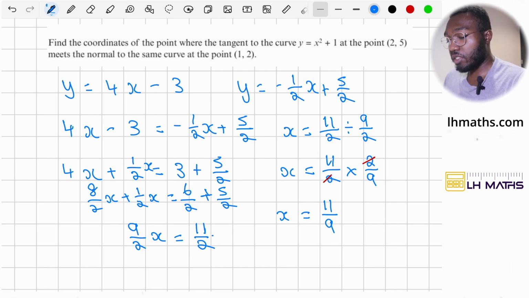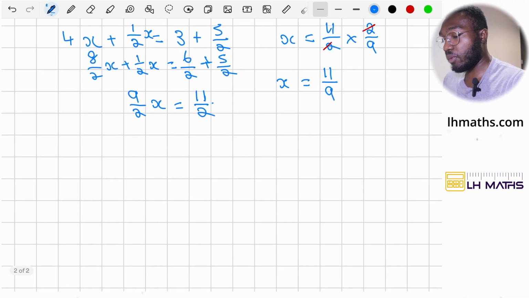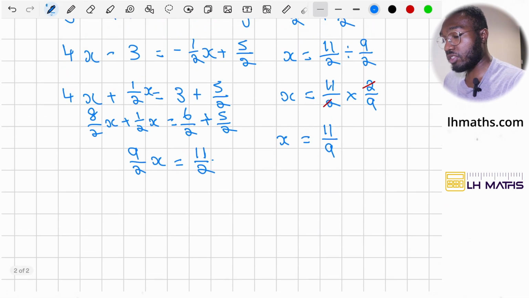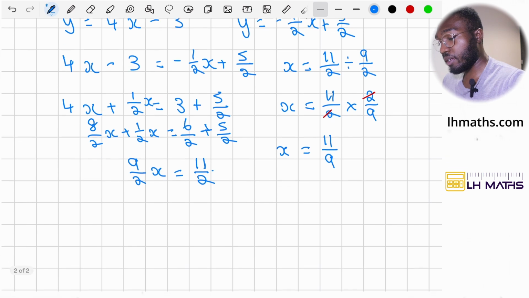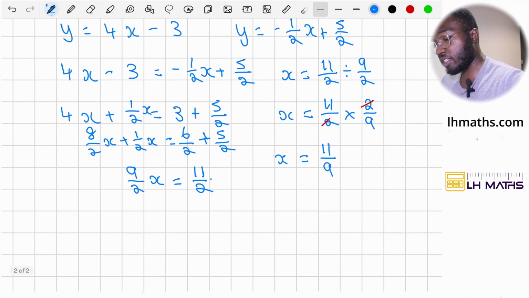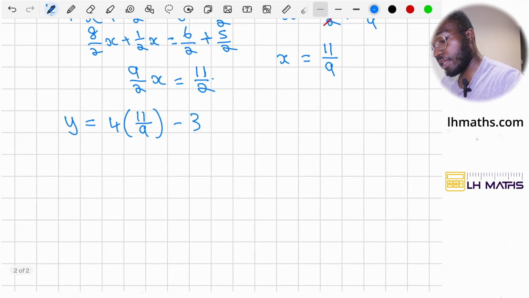And then now all we need to do, we'll scroll down, is, now that we know x is 11 over 9, we just need to put the x value into any part of the equation. So let's use y is equal to 4x minus 3. If we use that, then we can look at our y value. So y is equal to 4 times 11 over 9 minus 3. Scroll down now. And that will be 44 over 9 minus 3.